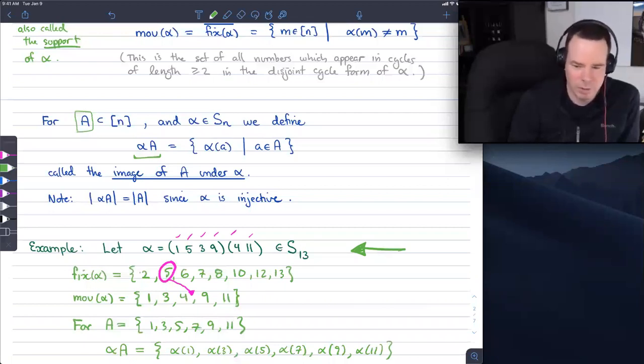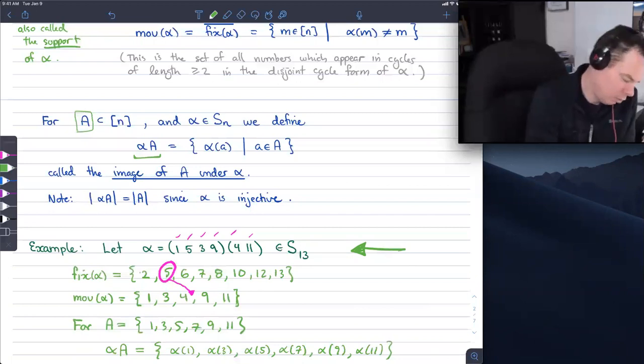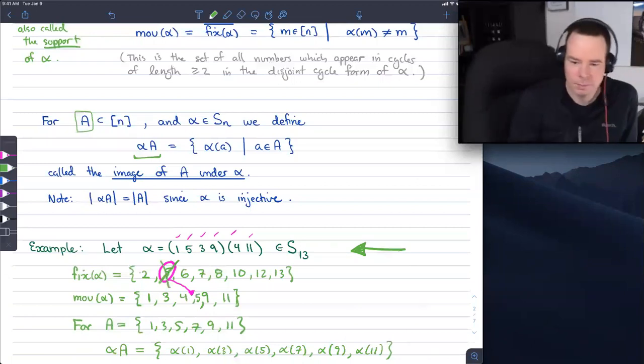And I just want to point out that there was an error in my list. 5, for some reason, I put it in the fixed set, but 5 should have been in the move set. So that 5 should be down here. Put a 5, comma, and we'll get rid of it from up there.